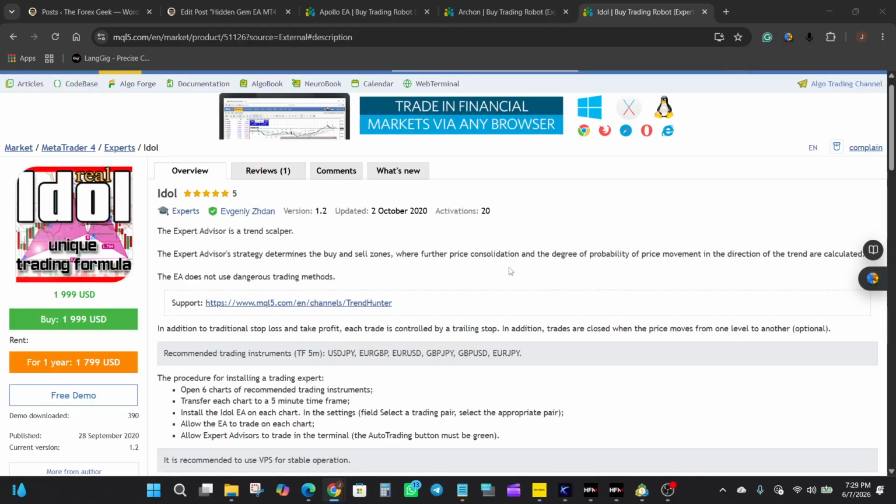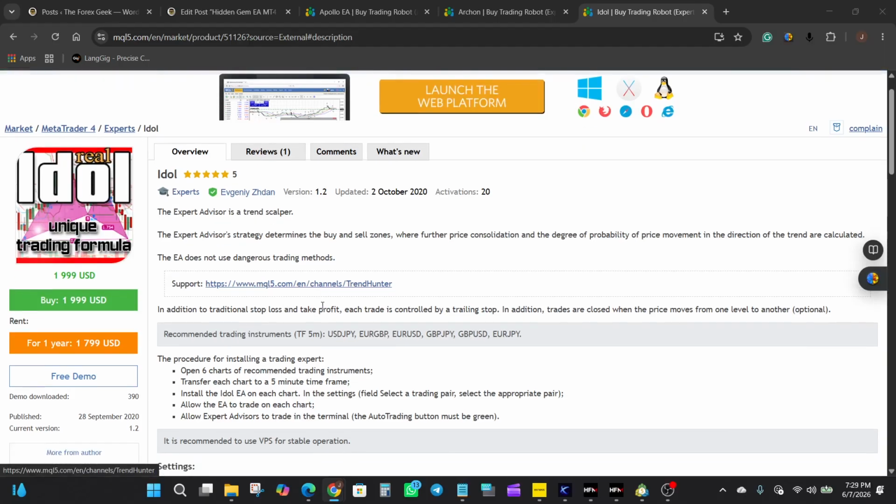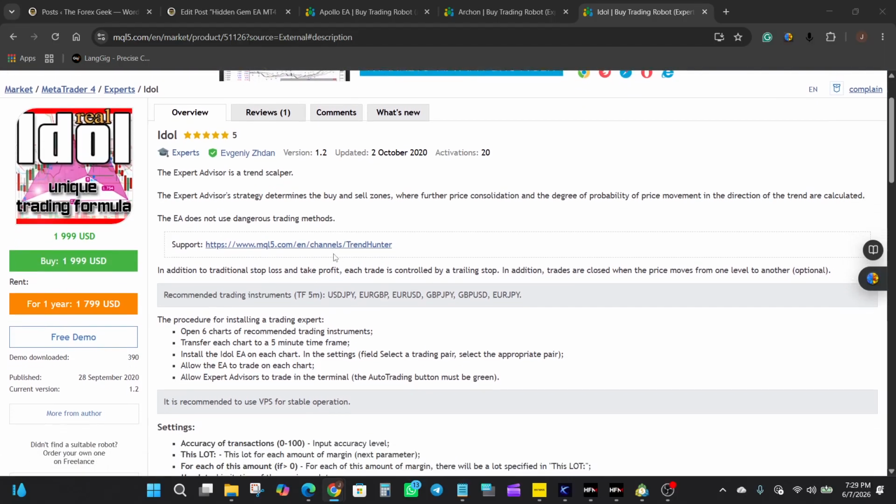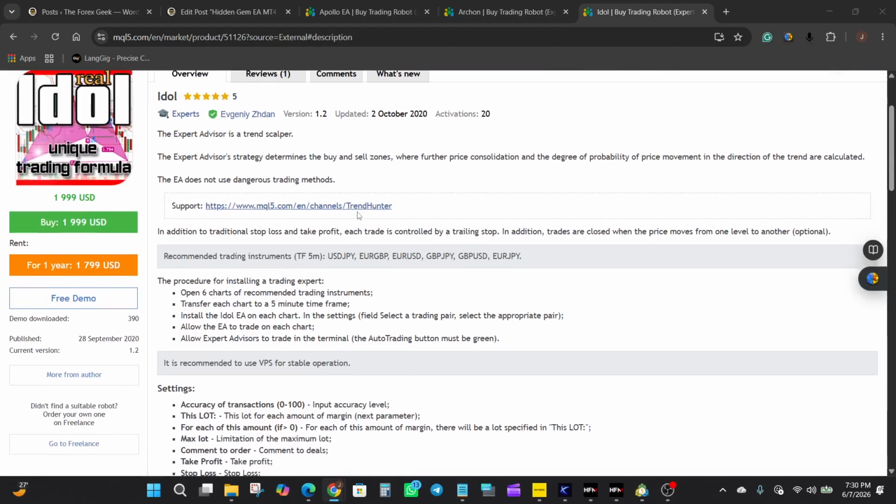All right. Now it's developed by Evgeny Zidane, and this version is 1.2, last updated on October 2020 with around 20 activations listed. Moving into the description, the EA is presented as a trend scalping system. The developer explains that it identifies buy and sell zones based on price structure and then evaluates potential consolidation and directional probability in line with the trend. So rather than blindly entering trades, it seems to focus on areas where price is more likely to continue in a certain direction after short-term consolidation.